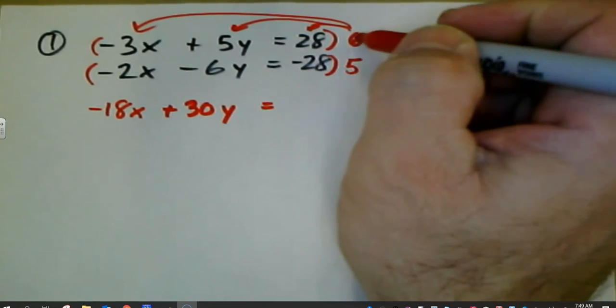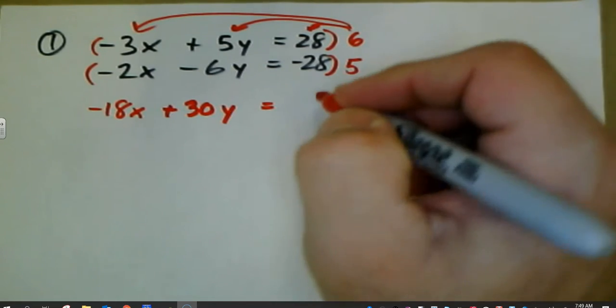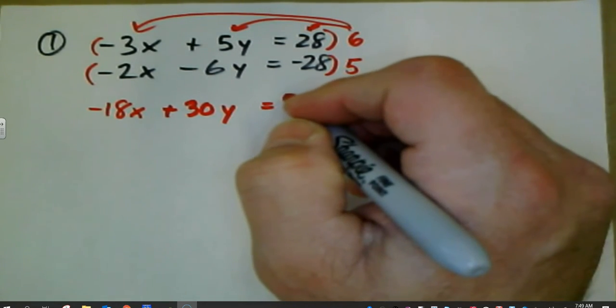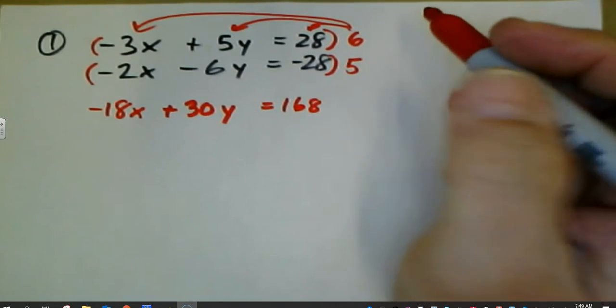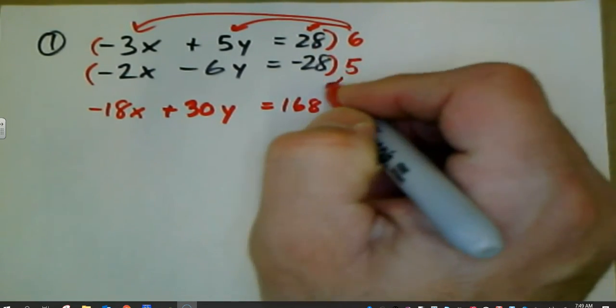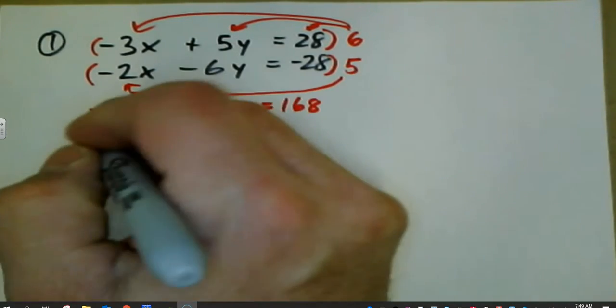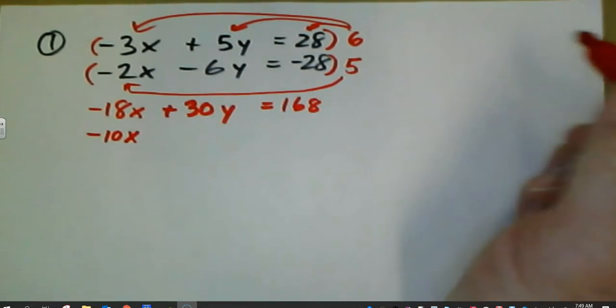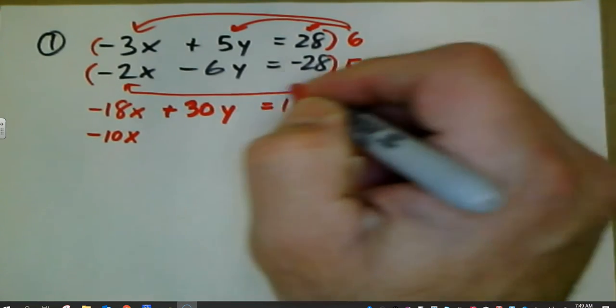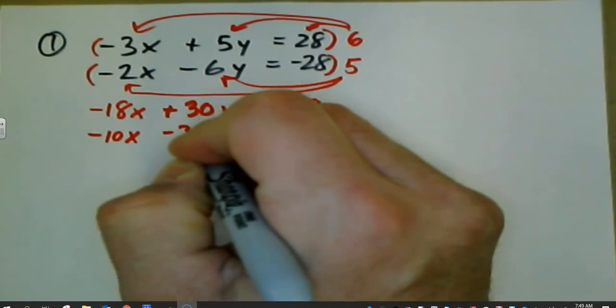All right, somebody can help me out here. 6 times 28, 168. Anybody got their calculators out and going? Somebody do 6 times 28. Make sure I'm right. 5 times -2, -10x. All right, okay, good. 5 times -6 is -30y.